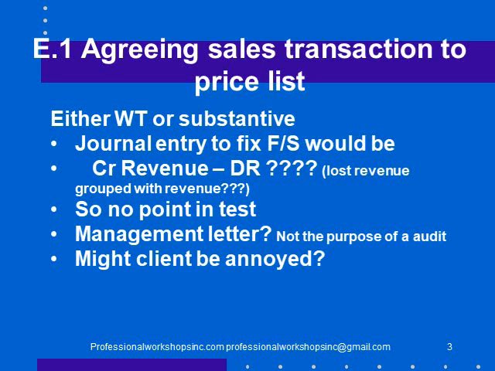The journal entry to fix it would be credit revenue. They've billed too low a price. And debit? Well, it was a January transaction. We're not going to be able to go to our customer and say, hey, in January we billed you too little. Here's an extra invoice. The customer would go, no. So credit revenue, debit revenue, I don't know. There could be no journal entry. There's therefore no point in the test.